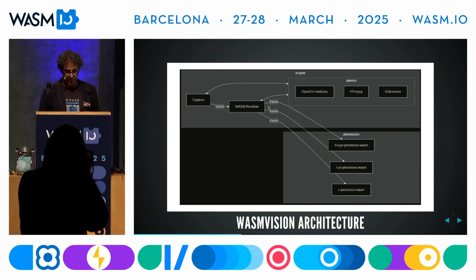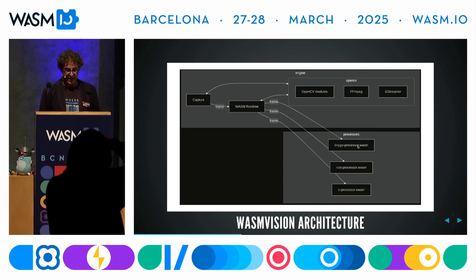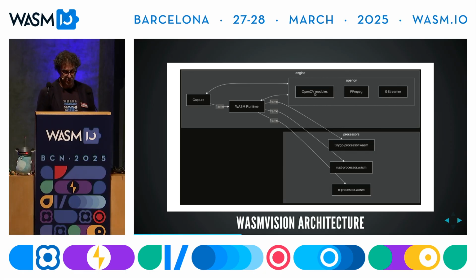So as I was saying, we have the wasmVision engine, where we capture video. Then through the runtime, we pass those frames to the different processors, and then they can do different things with OpenCV, FFmpeg, or GStreamer. So you might notice from this diagram that the vast majority of the processing is actually being done in the host, in the engine, and not in the processor. So that's a pattern we're going to see a lot more of.